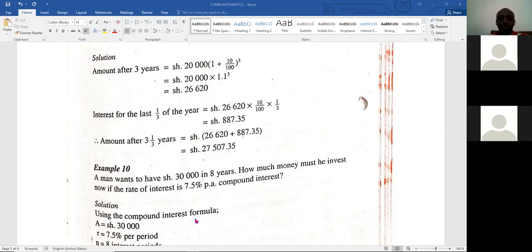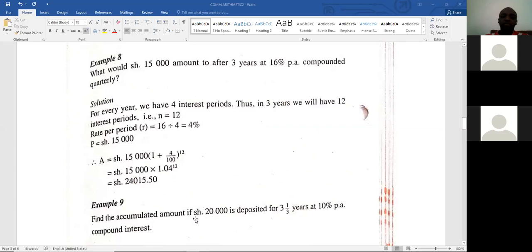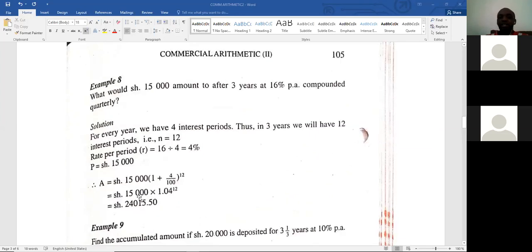So let's come here and see what happens for the time period. For example, in compound interest, this is what a question looks like. What would 15,000 amount to? So the question is amount to. 15,000 is the amount of money that is deposited or invested, the principal, and it amounts to after 3 years. So time is 3 years. But what is the time period?